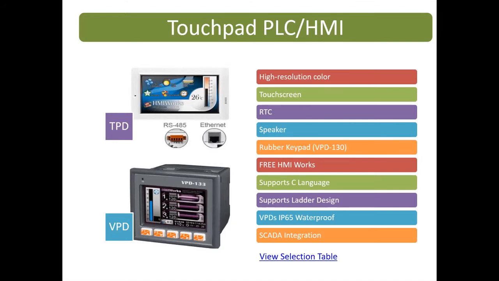Our category pages on our website have nice selection tables that outline the differences between the different versions of the products. The TPD series comes with 2.8 to 7 inch displays and can be powered with low DC voltage. Some can be powered over Ethernet with a power over Ethernet switch or PoE injector. The VPD series comes with a 3.5 to 7 inch display and more COM port options. Some even have rubber buttons on the front, like shown here.